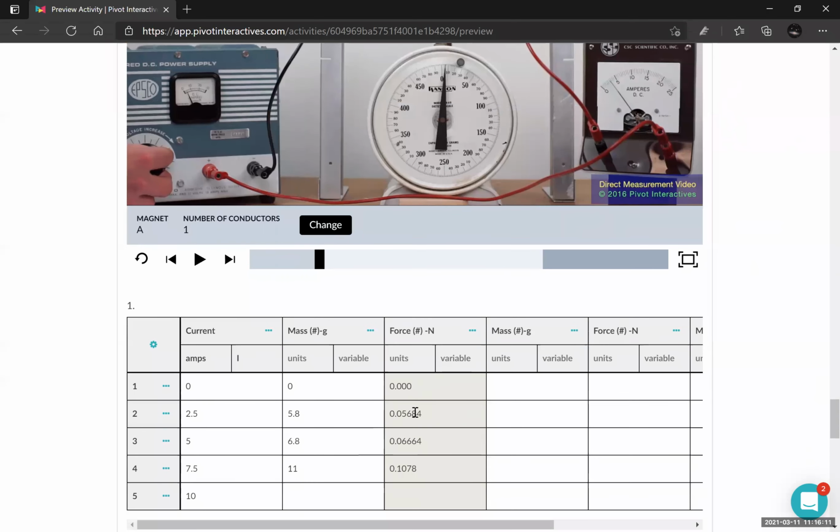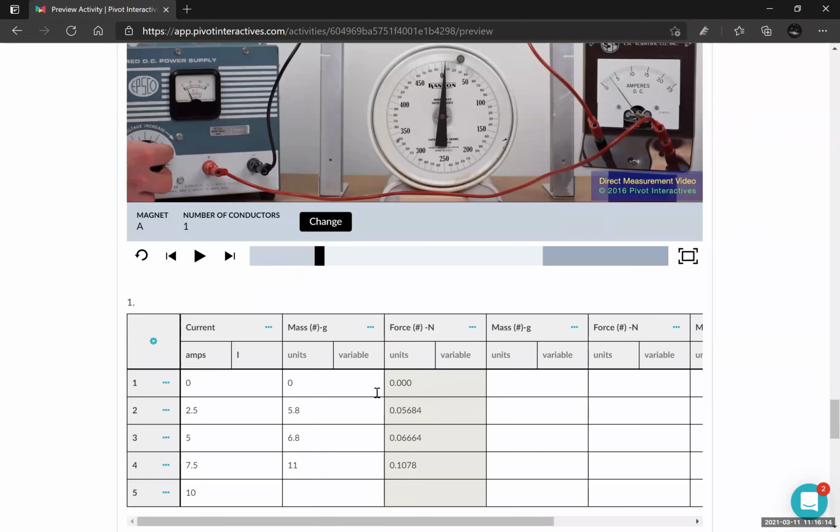Sorry guys, I want to make it clear what I said a few minutes ago. You choose one magnet and you always use the same magnet. What you change is the number of conductors.